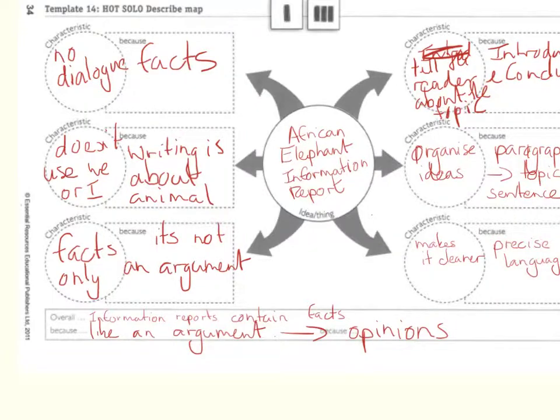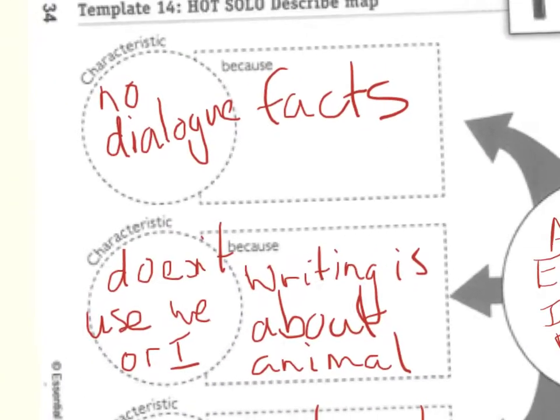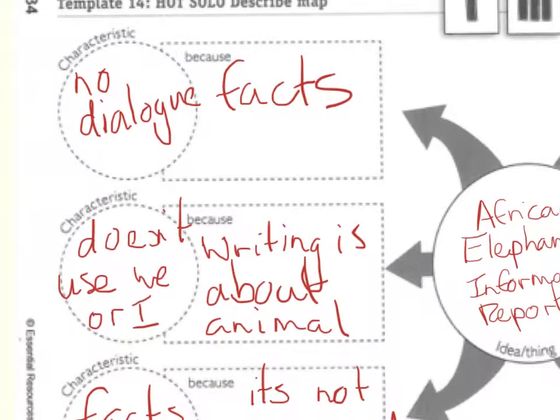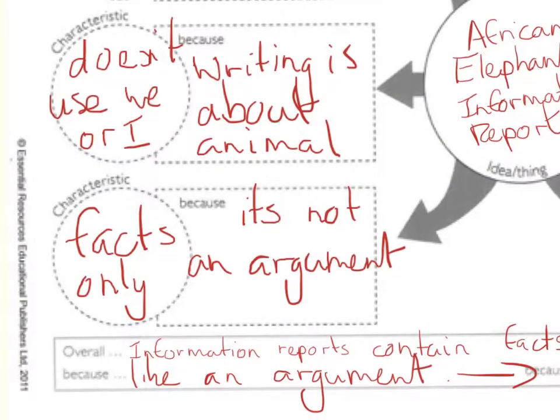So if you look on here, we actually covered many of these when we did our describe map about it. Remember, to make your answer multi-structural, you would write some answers in the circles that identify features. So we said no dialogue because it's just facts. Doesn't use I or we because the writing is about an animal or whatever the thing is about. There's facts only, it's not an argument. That's a very important part.